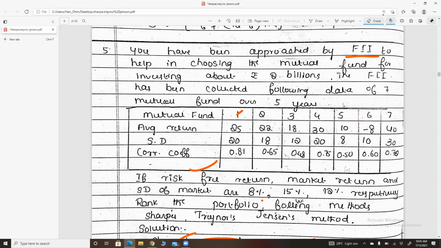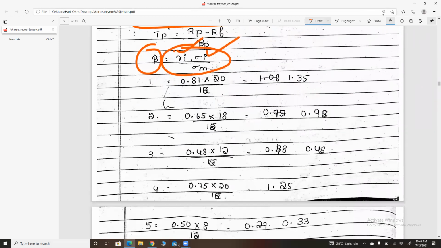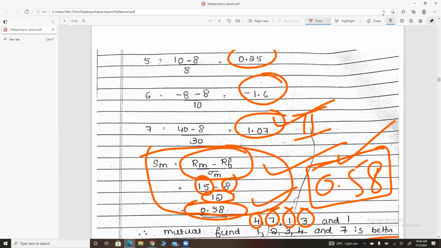I'll just repeat. How do you calculate beta? To calculate beta, you need the correlation coefficient, which is 0.81 for mutual fund 1. 0.81 into standard deviation, that is 20, divided by the standard deviation of the market, that is 12. Risk-free rate is 8, market return is 15, and the standard deviation of the market is 12. Like that, you need to calculate beta. See, 0.81 into 20 divided by 12. So the answer is 1.35.